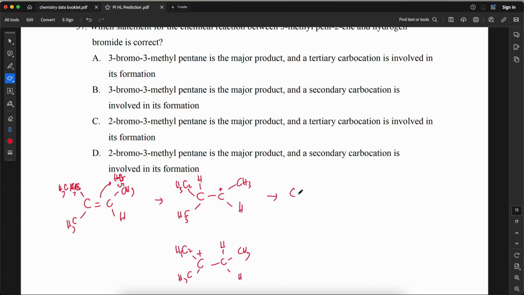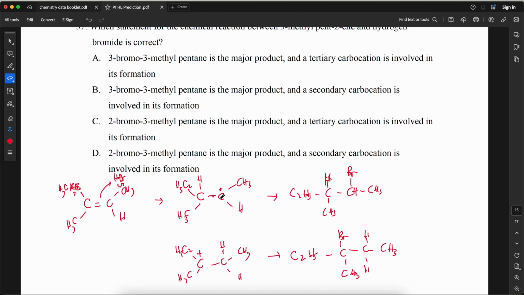So now we produce with bromine CH3, CH3, bromine will be here, okay, and then C2H5, C, bromine will be here, CH3, CH, H and CH3. So this one is 2-bromo-3-methylpentane, this one 3-bromo-3-methylpentane. Which one is the major product?